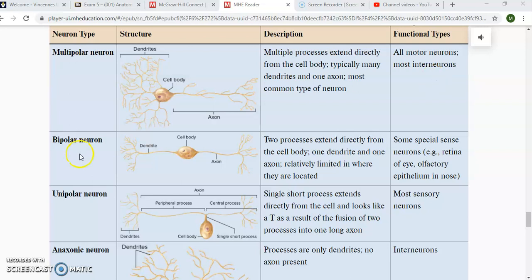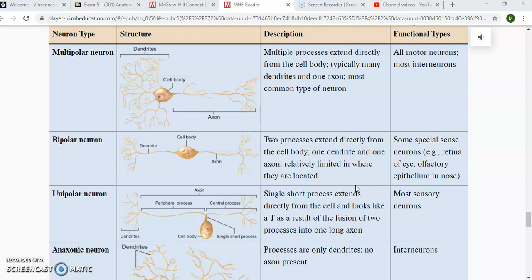But we do have some bipolar neurons. Again, if you look at your cell body, you'll notice there's a process here and a process there. So bi meaning 2, there's 2 processes coming off of the cell body. So they call it bipolar neuron. And one of those processes is like one big dendrite with branches, and then the other side is an axon with branches, with little axon terminals.